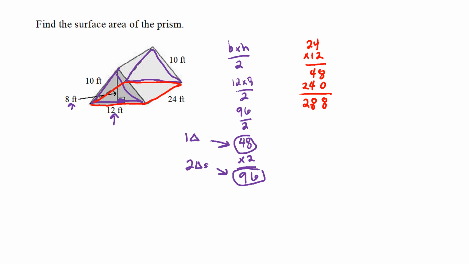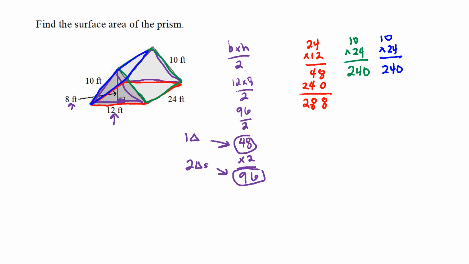Looking at the right side of our triangular prism, we can see that this length here is going to be 10 feet by 24 feet. So as we're looking at this side, that's going to be 10 times 24, which we know is going to be 240. And then when we're looking at the last side here, this is also going to be 10 feet by 24 feet. So 10 times 24 is equal to 240.